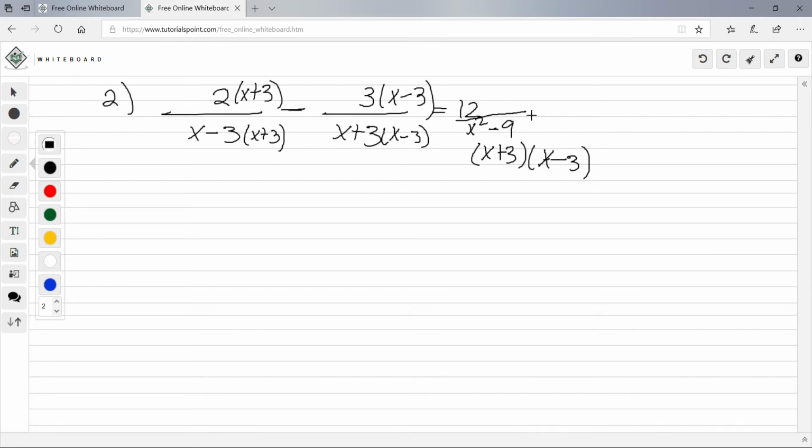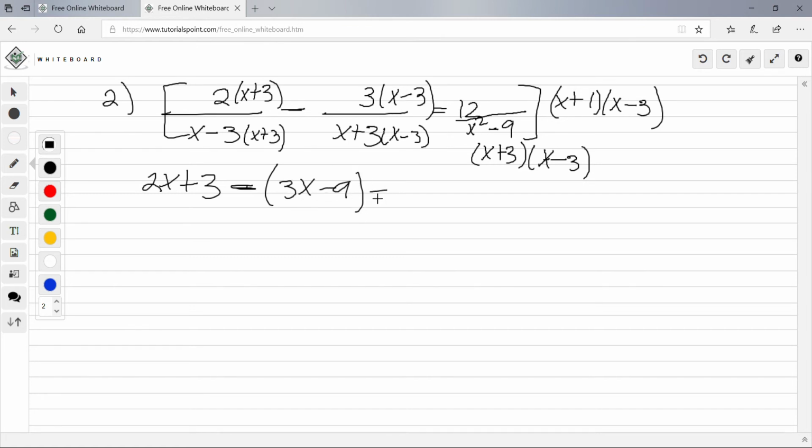And then you know that the denominator will cancel, because if you multiply right and left by x plus 3 and x minus 3, they cancel, right? So let's focus on the numerator; the denominator just cancels automatically. So pretend the denominator is not there. 2 times x plus 3 is 2x plus 3 minus, I'm going to put parentheses, 3x minus 9 equals 12. So let's simplify.